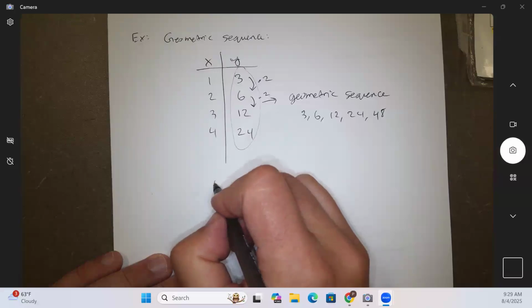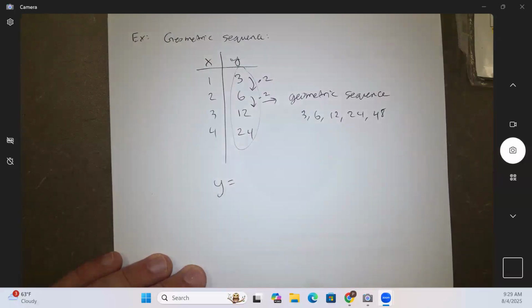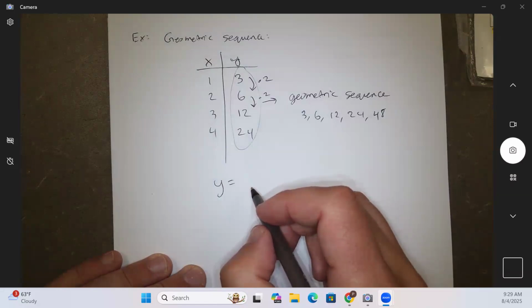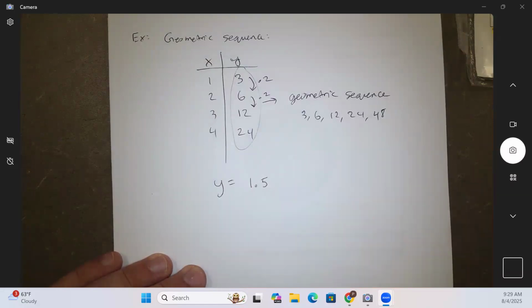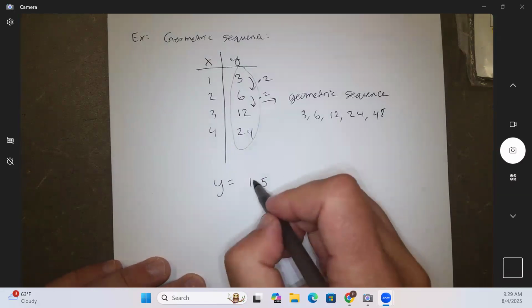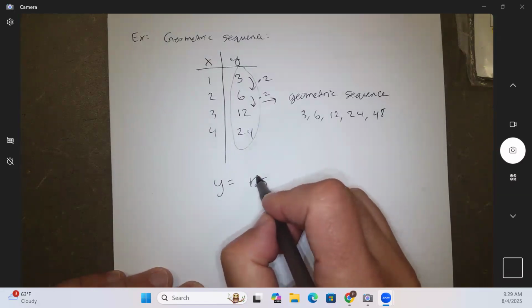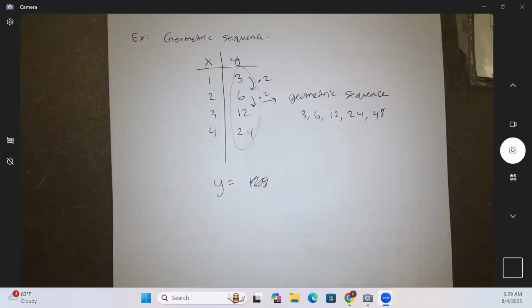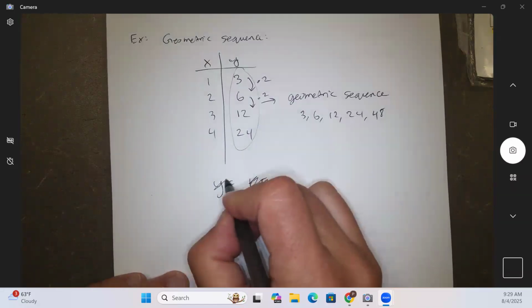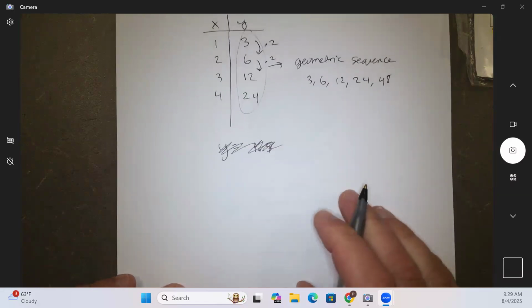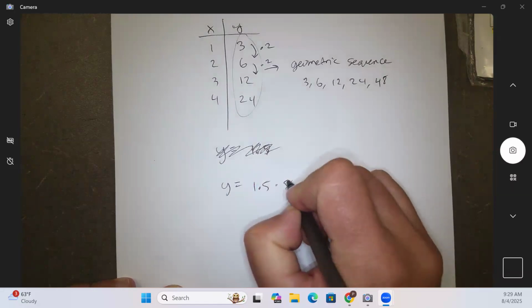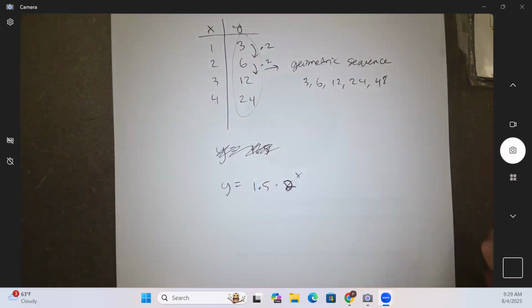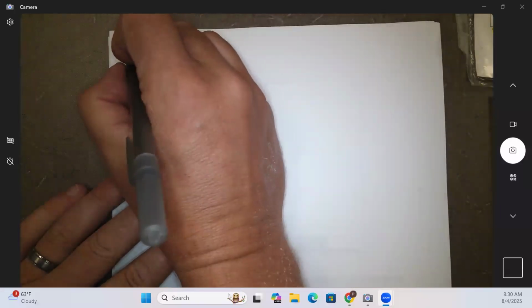So if I were to write this as a formula, I would say y equals, it would end up being, hold on. Wait. Apparently it's been a while since I did exponentials. I'm going to write this on another page. That's too many mistakes. Start over.